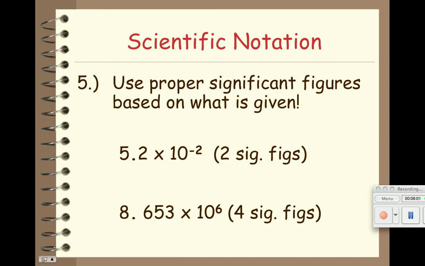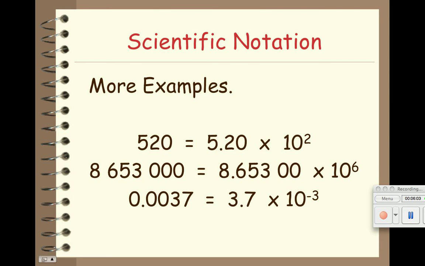And one more time, if I go back here, since leading zeros are never significant, I would express this as 3.7 times 10 to the negative 3. Two significant figures, two significant figures.